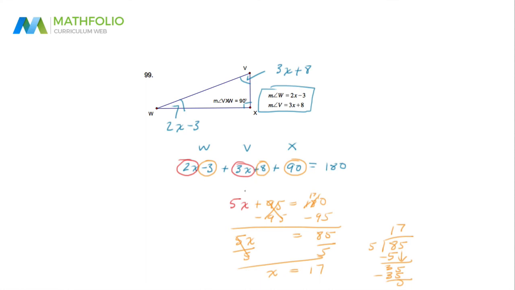And so, I'm trying to think, in this case, if they did ask for the missing angles, we would now have to put the 17 in there. 3 times 17, and then plus the 8 over here, would be 2 times 17 minus 3. So over here, 3 times that 17, well, 3 tens are 30, 3 sevens are 21, so that's 51, plus 8, so that would give us an answer for angle v of 59 degrees. Over here, that would be 34 minus 3, so that would give us 31 degrees. Okay, that was question number 99.